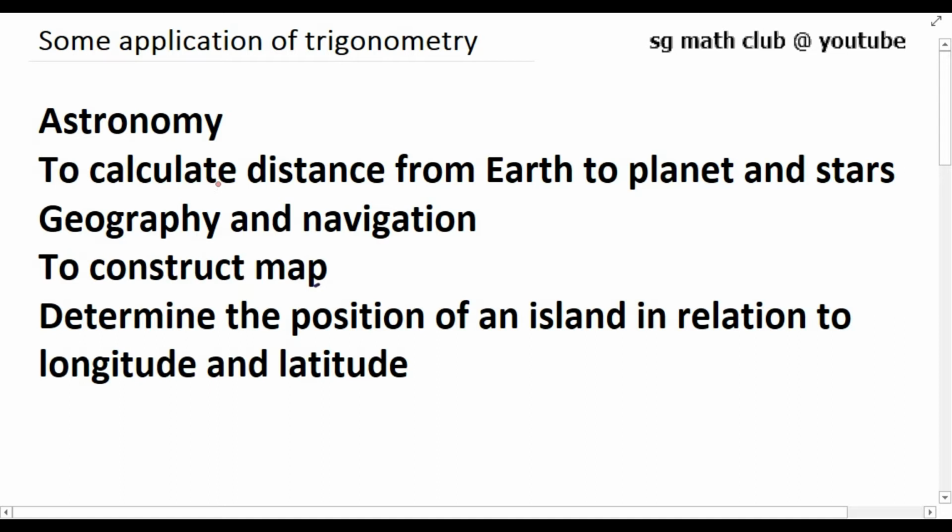Trigonometry is one of the most ancient subjects studied by scholars all over the world. And trigonometry was invented because of its need in astronomy. Since then, astronomers have used trigonometry to calculate the distance from Earth to planets and stars. Today, trigonometry is also used in geography and navigation, to construct maps, and also to determine the position of an island in relation to longitude and latitude.